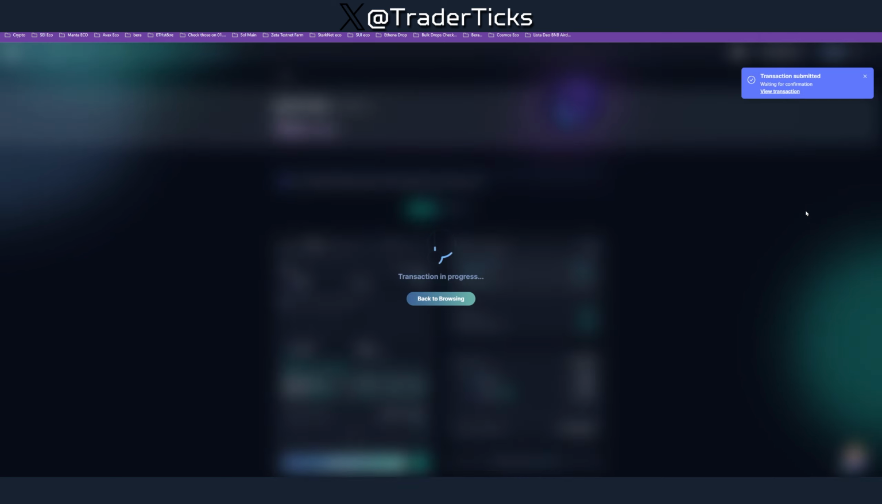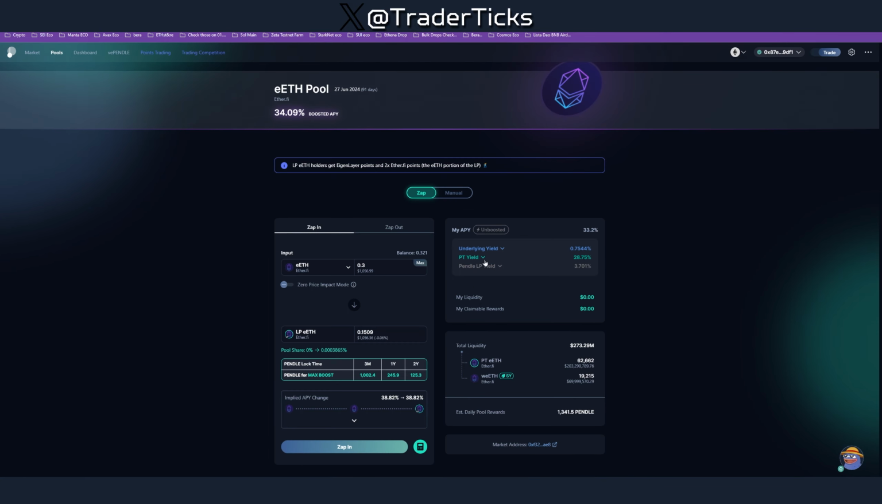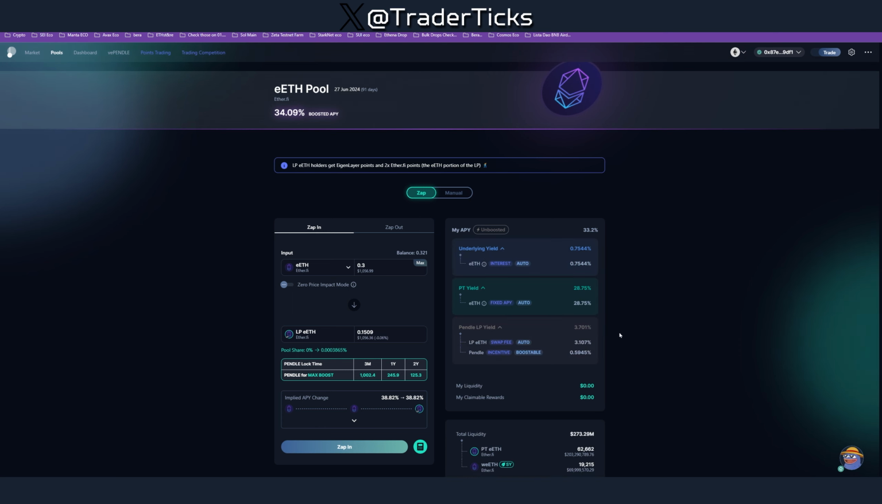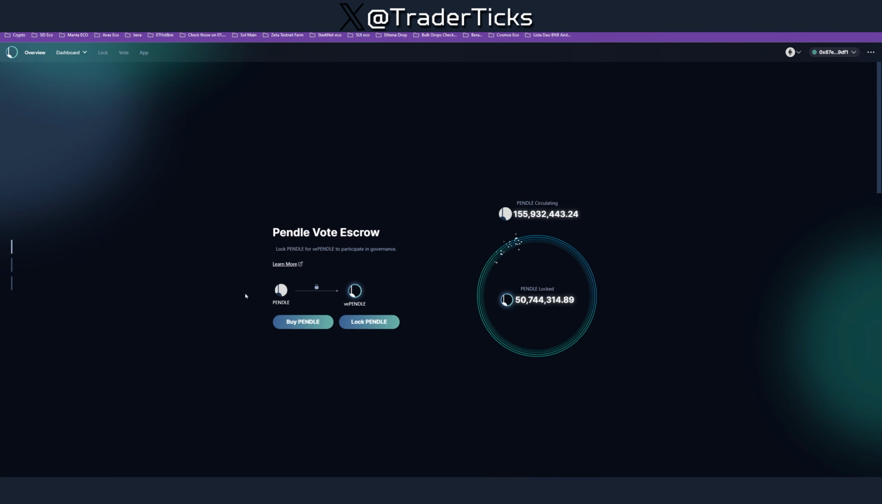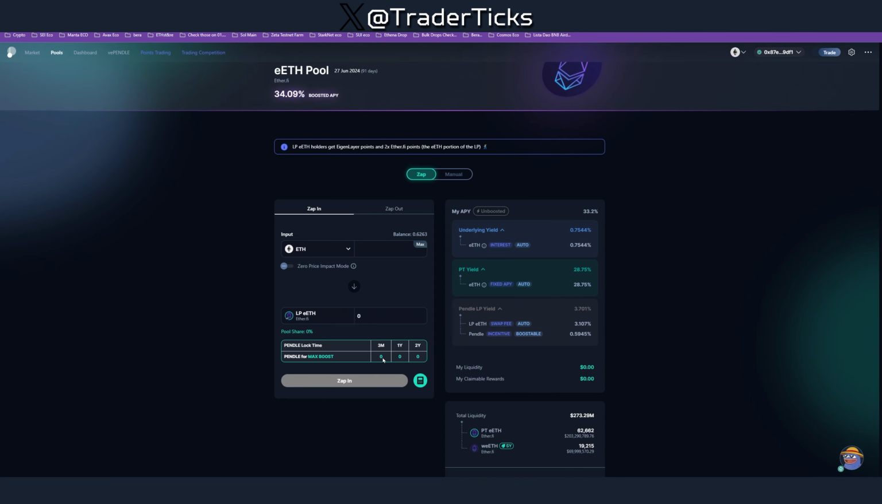So the first transaction fee is $4. Let's see how much we're gonna pay, by the way. And while waiting, another thing which you can do here to boost even more is you can grab some Pendle and lock it, and the longer the period, the more the boost, obviously. I'm not doing that, but it's there, just want to put the word out.